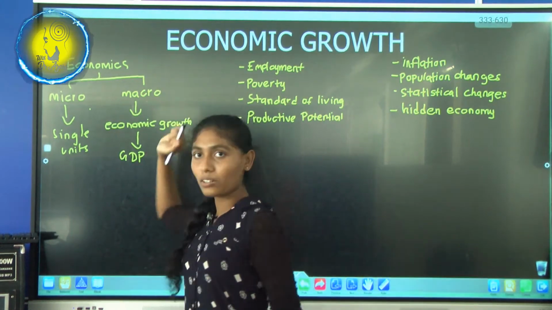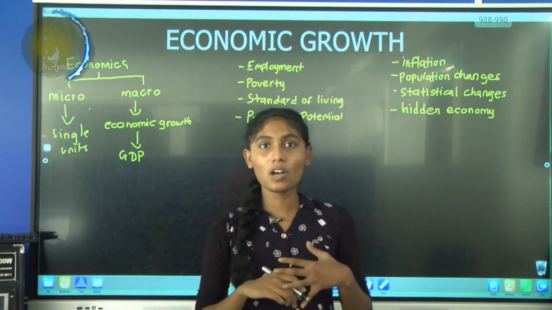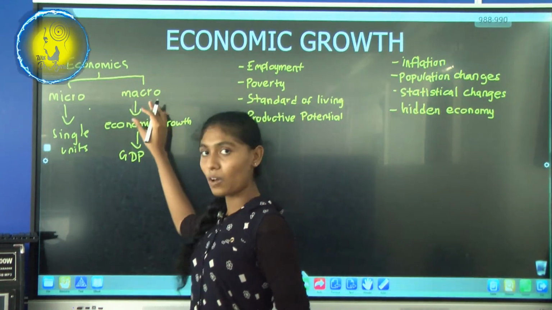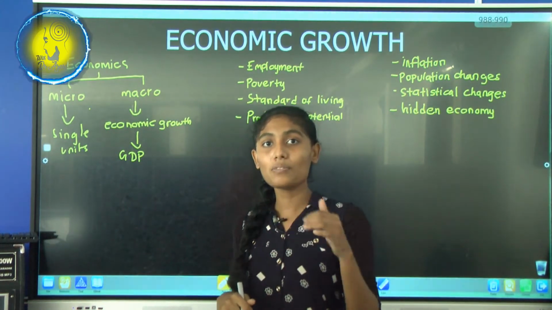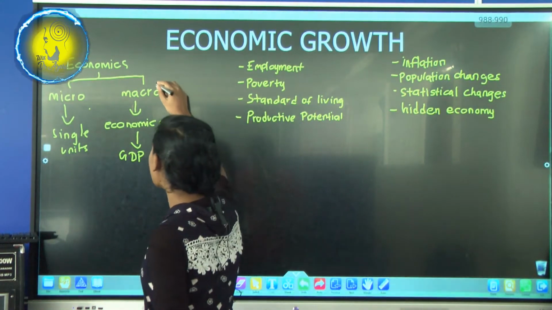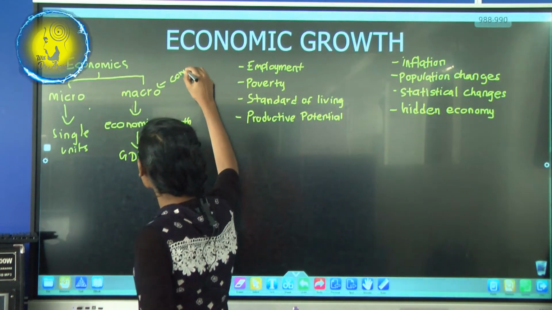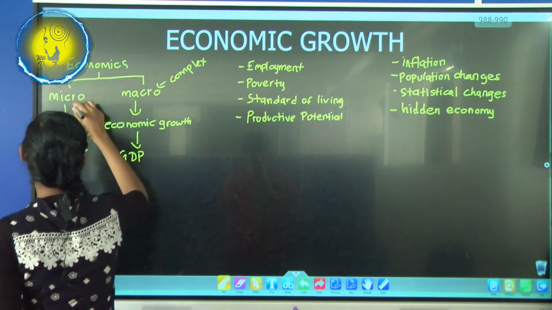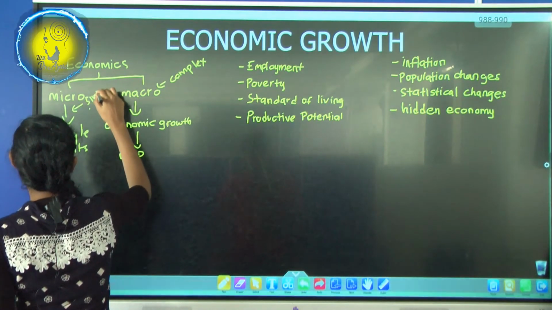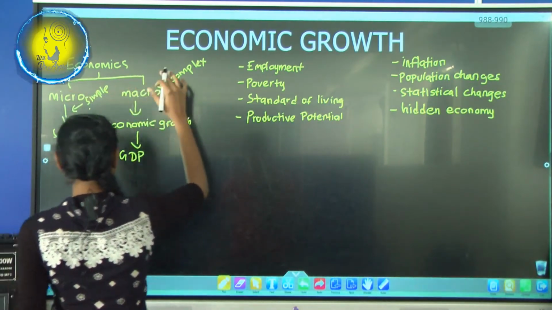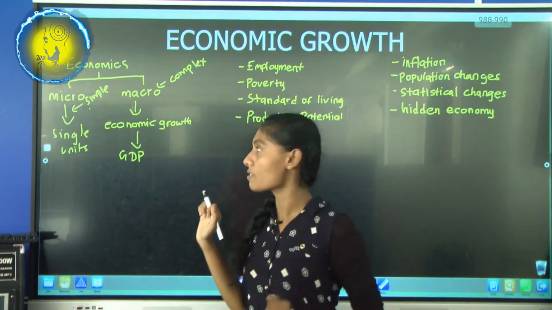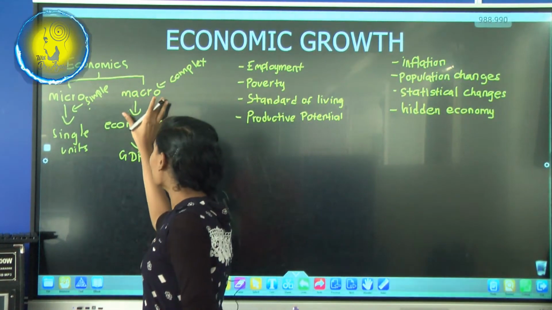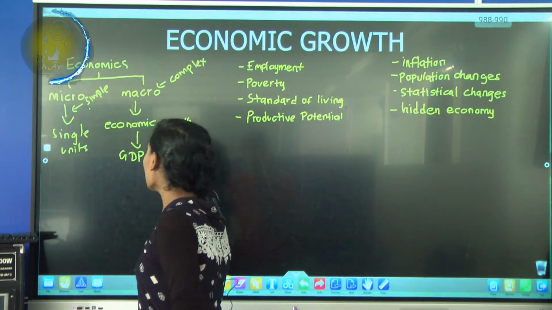What do you mean by macroeconomics? Macroeconomics means we study the economy as a whole, as everything. So this is a more complex study compared to microeconomics. Microeconomics is the simplest study of economics. So micro and macroeconomics have objectives. One of the objectives of macroeconomics is economic growth.